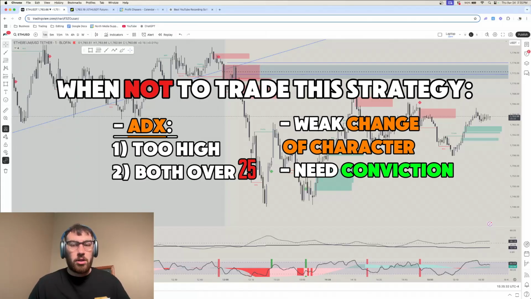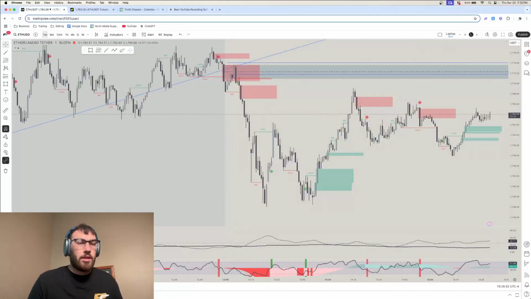Weak change of character. We need conviction on that change of character, creating a fair value gap, showing that price is really wanting to break out of that and create a new trend. Because if we get a really weak change of character, it's showing there's not enough volume wanting to change the structure of the whole uptrend that we are in or downtrend that we are in. So those are just a few things to keep in your mind. Make sure that the change of character produces a very big fair value gap, showing that the price wants to reverse.